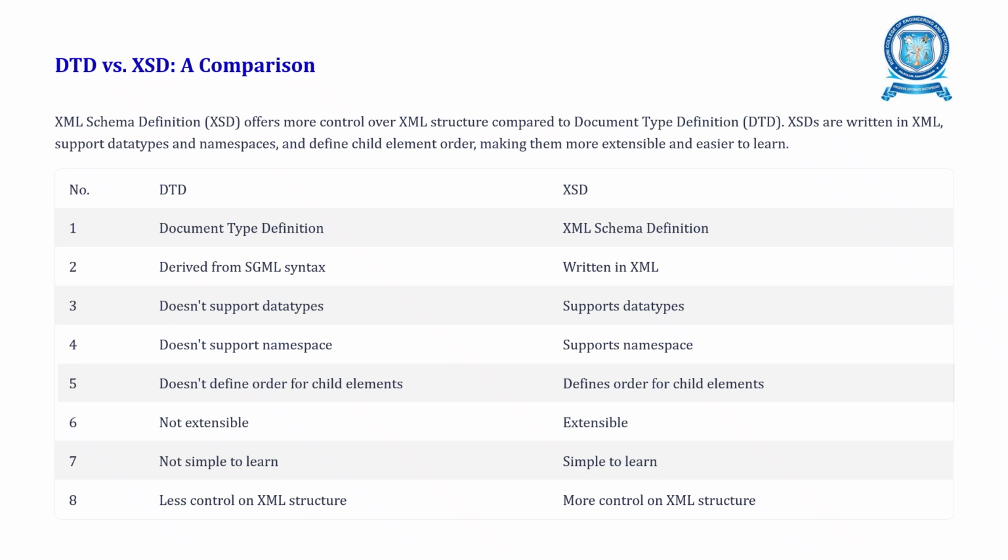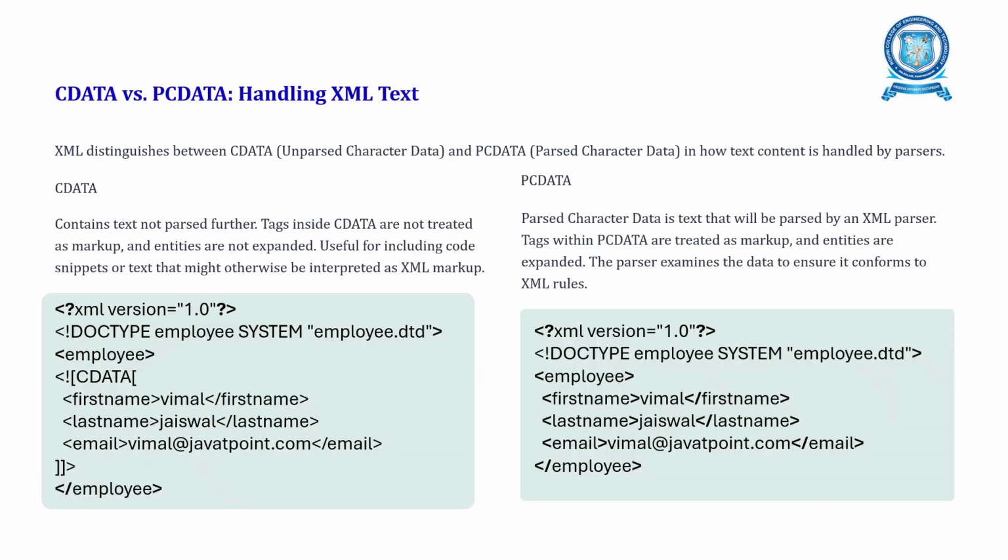DTD is derived from SGML syntax, while XSD is written in the XML language. DTD doesn't support data types. XSD supports data types and namespaces. DTD doesn't support data types and namespaces, and doesn't define order for child elements. It is not extensible, not simple to learn, with less control over XML structure. XSD is extensible, simple to learn, with more control over XML structure.